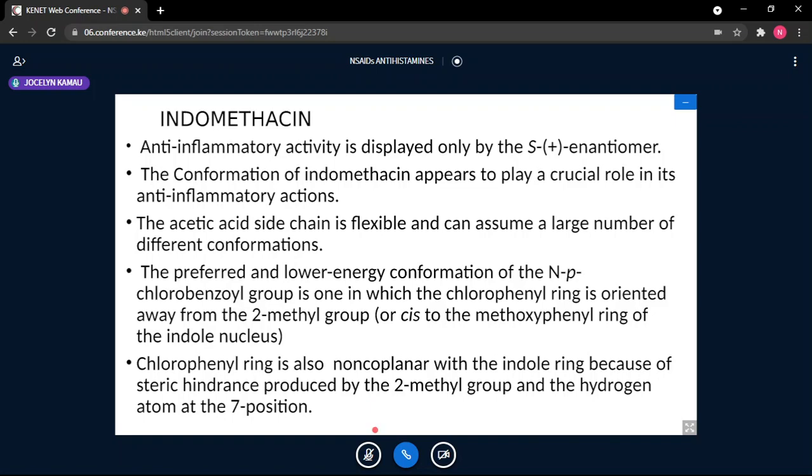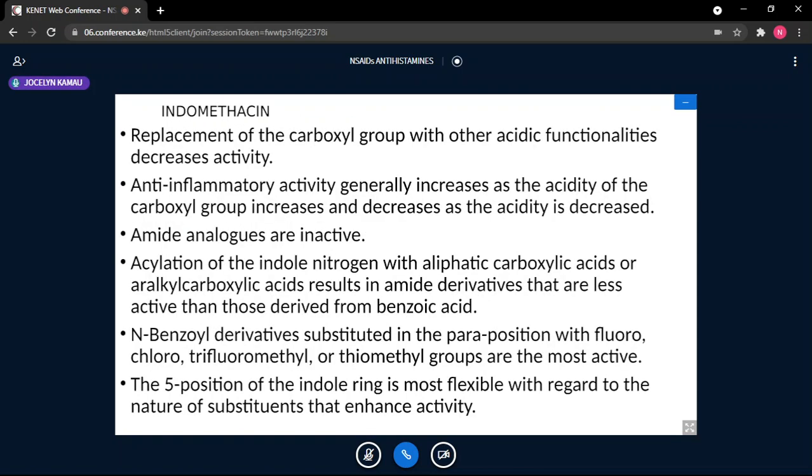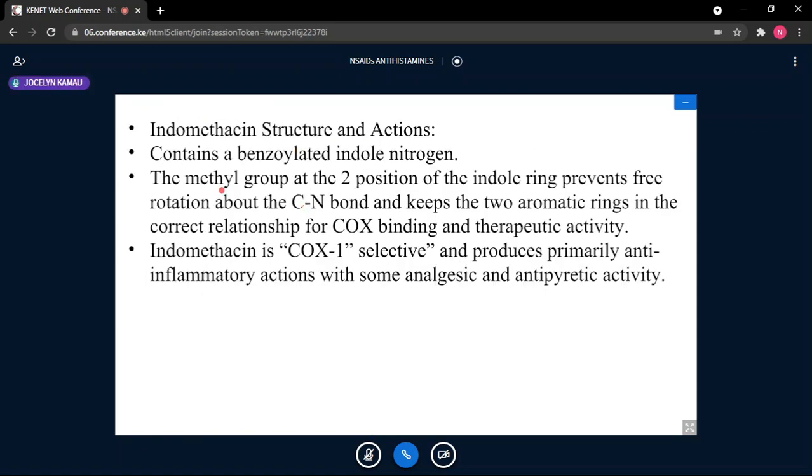indo nucleus. I hope you understand. It has a benzoylated indo nucleus. Sorry. The methyl group at position 2 of the indo ring prevents free rotation. That we already mentioned. That methyl group does not allow that free rotation around the carbon-nitrogen bond. It pushes the benzoyl group to the cis and keeps the two aromatic rings in correct relationship for COX binding and therapeutic activity.